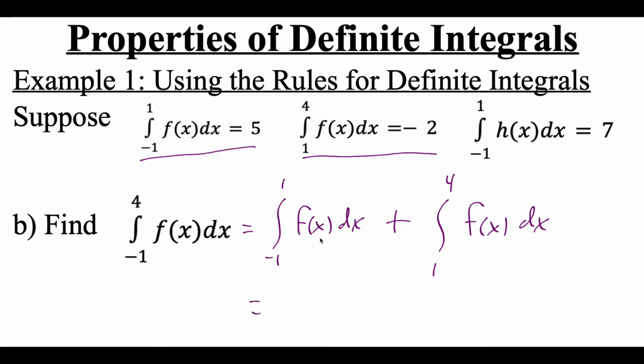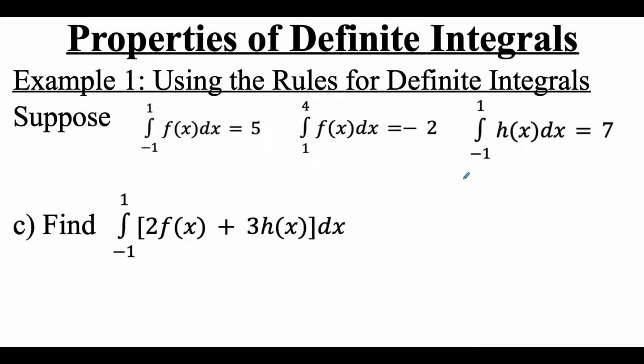We know that this first integral going from -1 to 1 has an answer of 5, and we also know that this integral going from 1 to 4 is -2. So if we take that answer of 5 and add that value of -2, then our final answer here is going to be 3.